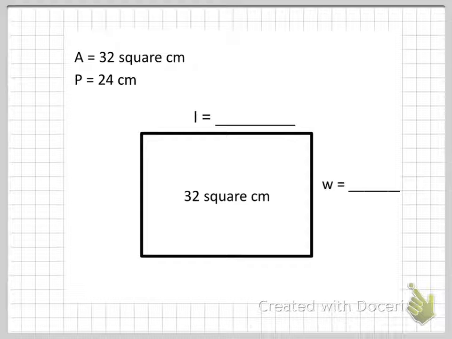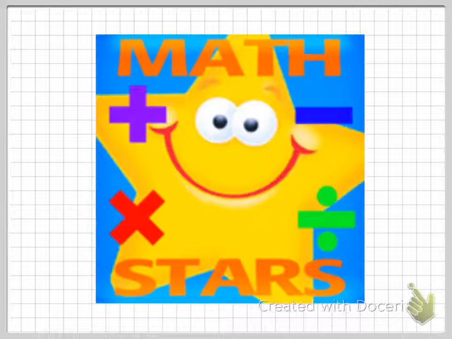This is a problem that we saw that was similar to when we made that trial chart. We had to try out different things because the area has to be equal to 32 square centimeters. And if we add up all the sides, it has to equal 24 centimeters. So make that little chart that I made before to figure out what the length and the width of this rectangle is.